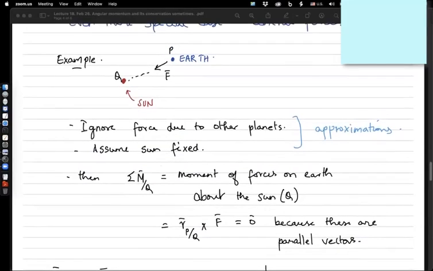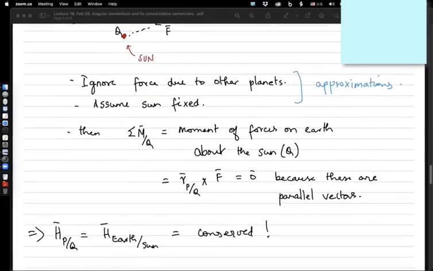So the moment is basically 0 about the sun. It's not 0 about any other point. It's 0 about the sun, just the special point, okay? This means that H, namely the angular momentum of P with respect to Q, the angular momentum of Earth with respect to the sun, is conserved, right? The change in angular momentum is the integral of this quantity. So angular momentum itself is conserved. What we mean by that is before equals after, initial equals final, right?